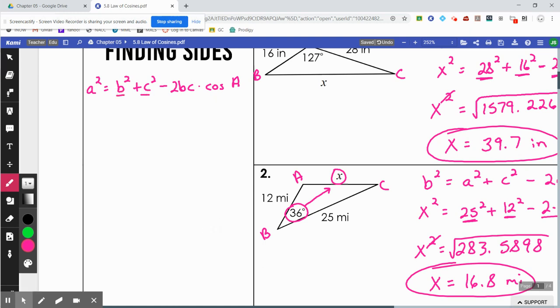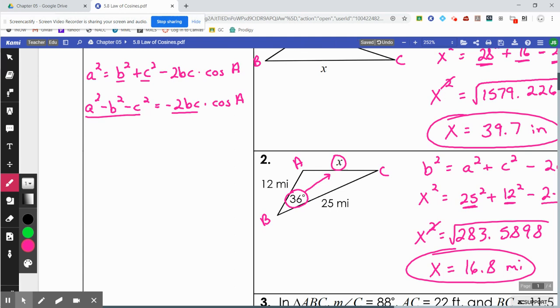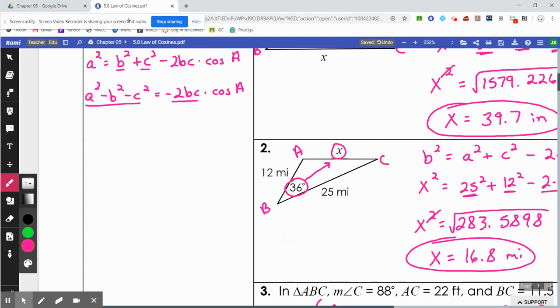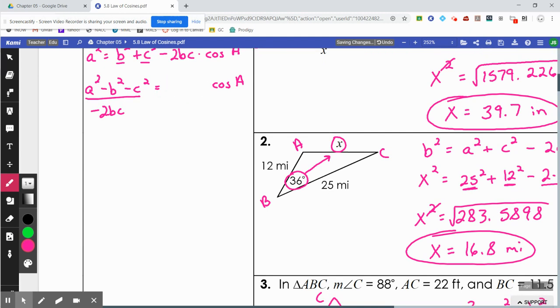And let's go ahead and move these two terms over in our formula. Let's do a squared minus b squared minus c squared is equal to negative 2 times b times c times the cosine of A. Let's get rid of that coefficient, I guess you could say. Since it's being multiplied, let's do the same thing we do in our problems. Let's divide by it. So now what you have, that got rid of this. You have the cosine of A is equal to that stuff. So you actually have created a new formula.